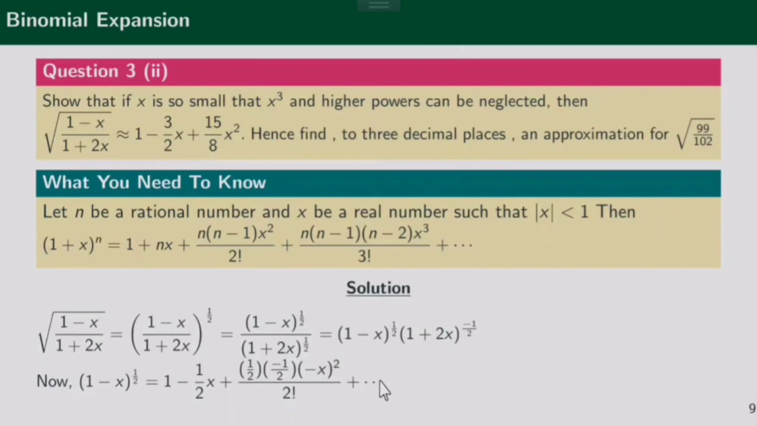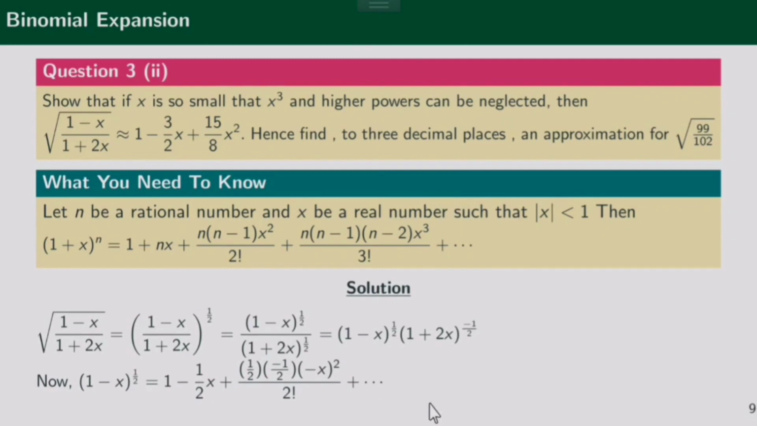Then notice that I've ended somewhere here. Why is it so? Because the question tells me that x is so small that x cubed and higher powers can be neglected. It means x cubed and the powers above are so small that we can ignore them. That is why I stopped at the level of x squared and did not continue, because the question tells me that they can be ignored.